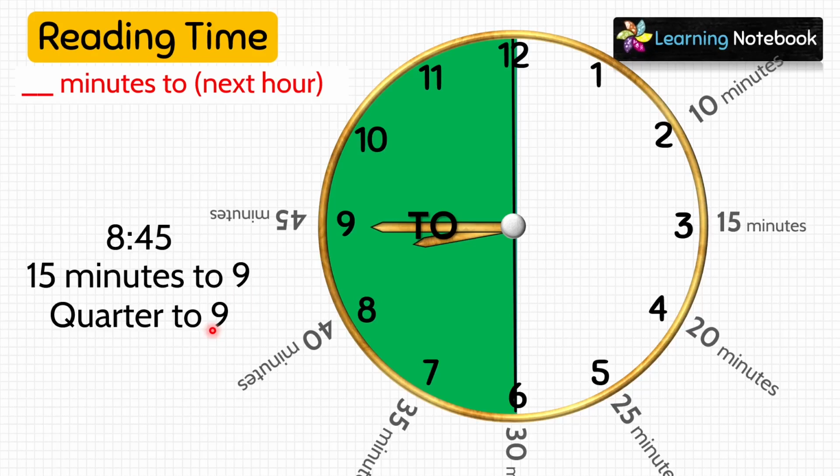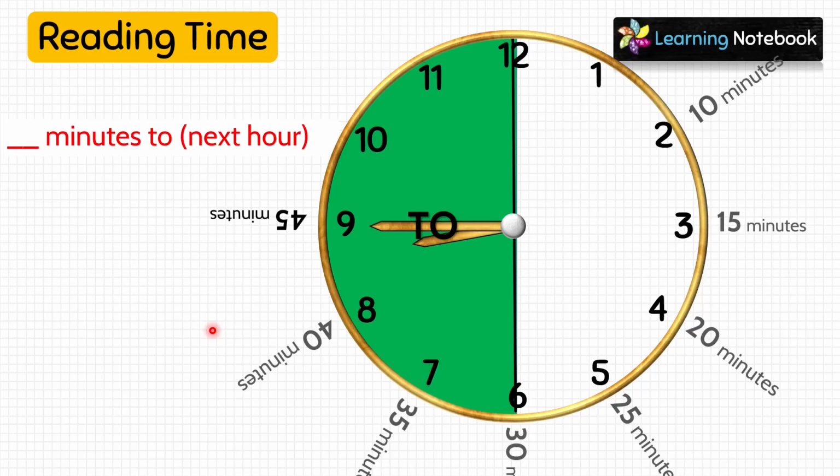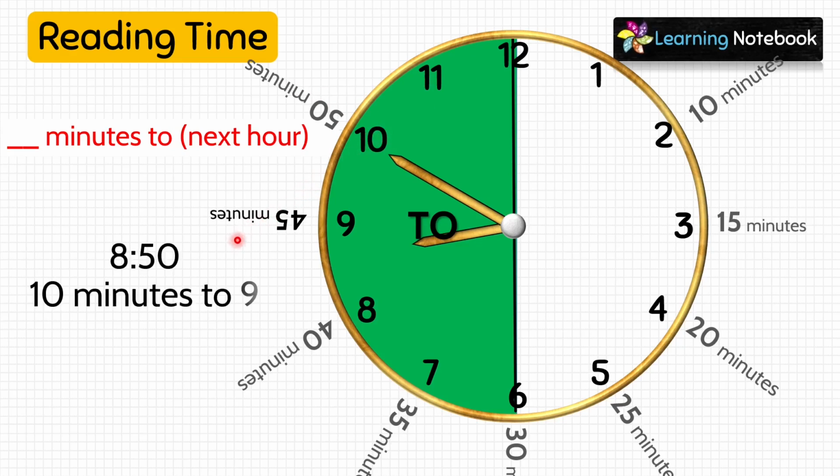Now let's move the minute hand to 10. So can you tell me how many minutes have passed by now? Yes, 50 minutes have passed. And how many minutes are remaining to next hour 9? Only 10 minutes are remaining. So we say time is 8:50 or 10 minutes to 9.